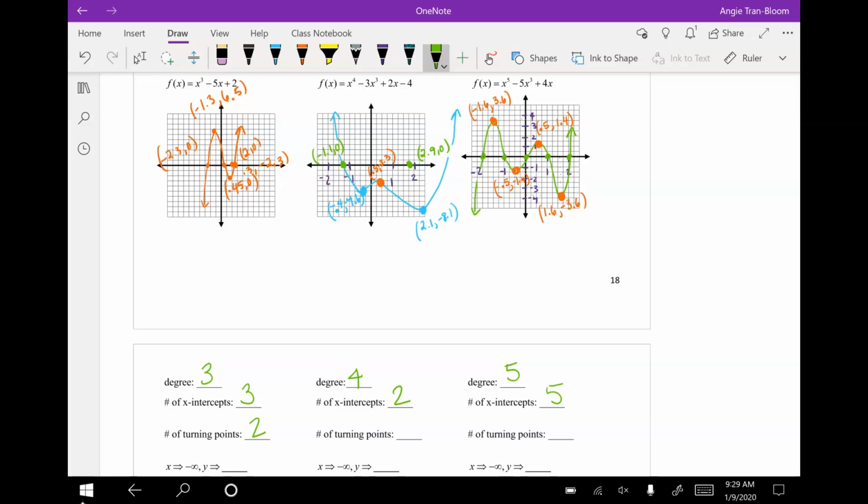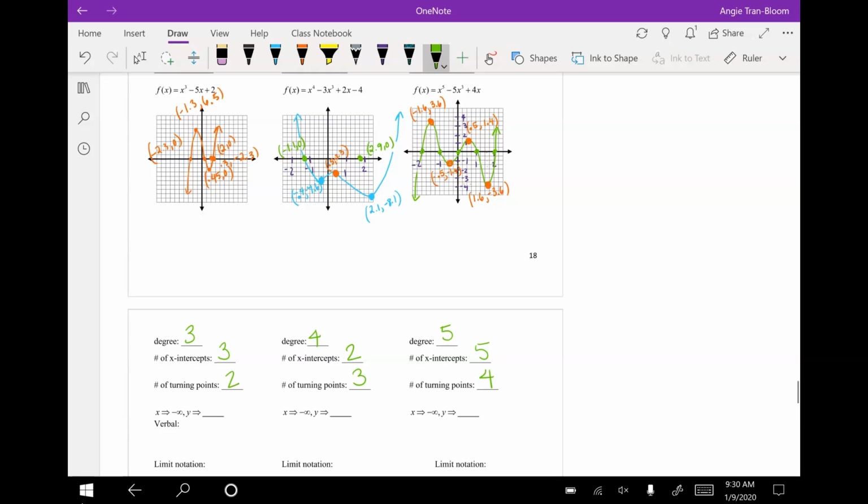Now how about the quartic? How many turning points do we see? 3 of them. Okay. So turning points is at most 1 less than the degree. How about the last one? How many turning points is that? 4. Okay, remember turning points can also be called the maximum or the minimum. This is a max, that's 1 turning point. This is a minimum, that's another turning point. That's a max and that's a min. So those are the turning points. So the turning points could be 1 less than your degree.